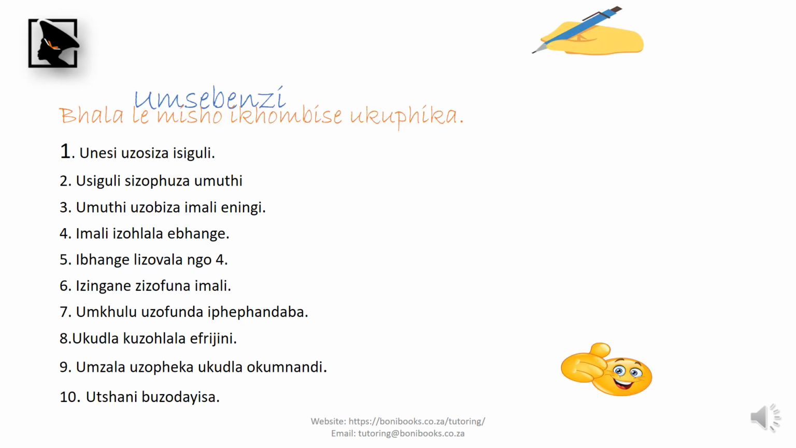Okay, now we have this exercise to do. Just sit down and try and see if you can do this exercise. What are you going to do here? You're going to change these sentences to show ukuphika, the negatives. Remember what you do: you look for the verb in the sentence. The verb here, like in the first one, unesi uzosiza, is in the future tense. How do you say the nurse is not going to help at the school?